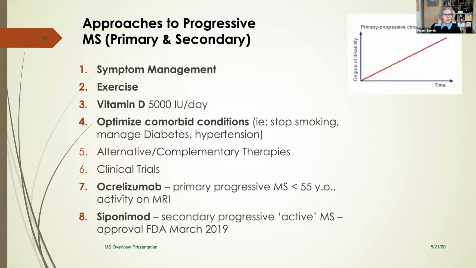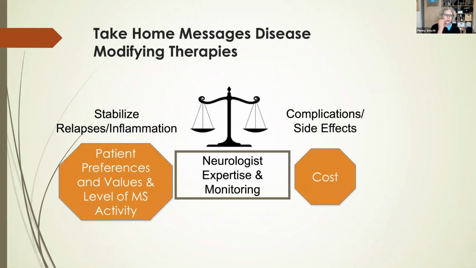So progressive MS, if they're active, we can try ocrelizumab or, more recently, siponimod. But we talk a lot around symptom management and exercise, and that gets into what I'm going to talk about next, in terms of comorbid treatment and lifestyle strategies.